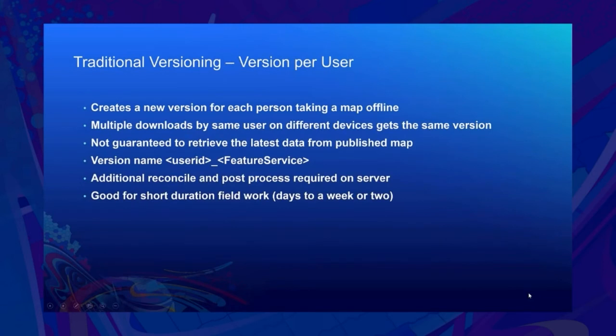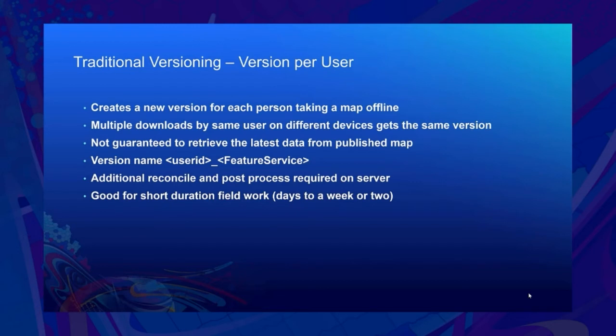Okay, let's take a look at the second workflow available with the traditional versioning model, and that's to have a version per user within the organization. So here we create a new version for each person who's taking this map offline. And there could be multiple downloads by the same user on different devices, and they all get the same version. So the same user can work across devices and be confidently using the same version.